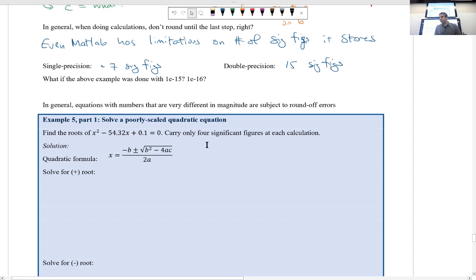Now MATLAB could handle this. But if you're just doing this with a calculator and rounding to 2 or 3 sig figs, you could be running into a problem. So let's take a look at what this calculation would entail.